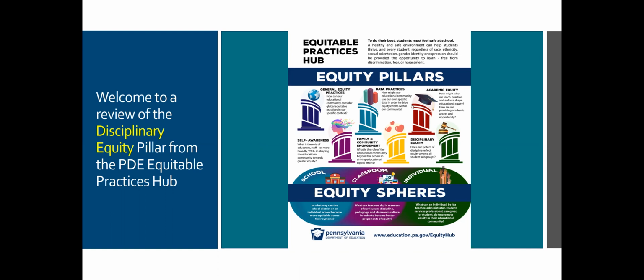In subsequent webinars, we have covered all of the other pillars and have arrived at the final pillar, which is disciplinary equity. When you access the Equitable Practices Hub, please note that it is organized into spheres, whether that's school and district, classroom, or individual. Depending upon the role or the team that is determining how to engage on the equity journey, please select the sphere that most aligns to that particular role.